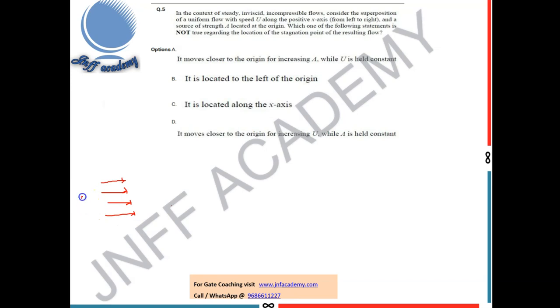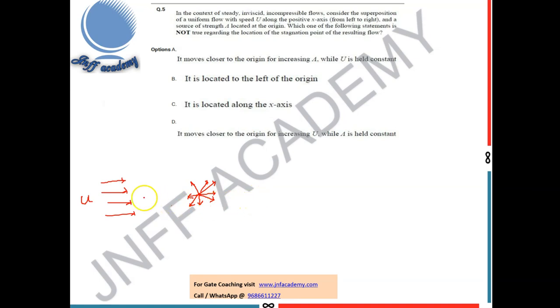Let's assume this to be capital U, and there is a source flow, and they have clearly told that the source flow has a strength of gamma and it is situated at the origin. So maybe if this is the origin, the source flow probably looks like this. So this is the source flow and the strength of the source flow is gamma.